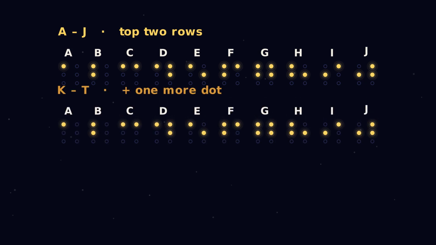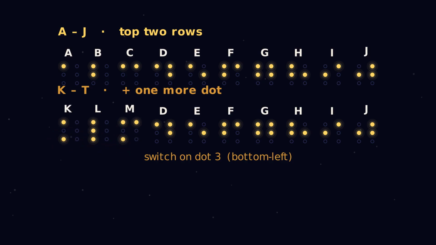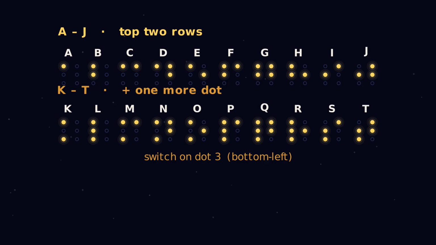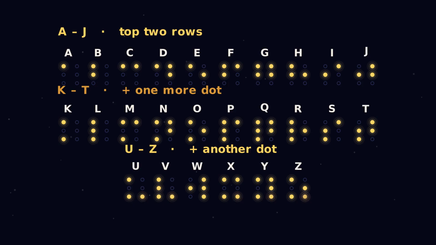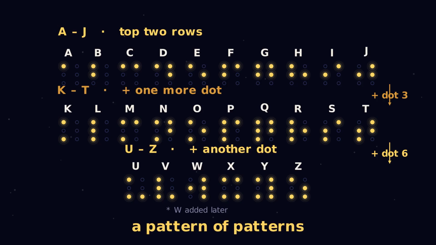Take those first 10 again, and just switch on one more dot. Down in the bottom left. That's the whole trick. A becomes K, B becomes L, C becomes M. The same shapes, walking on down the alphabet, each wearing 1 extra bump. And the final stretch, you add 1 more still. A whole alphabet, folded out of a single repeating rule. Not a scramble, a pattern of patterns.